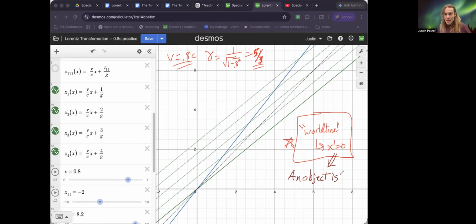An object is never moving relative to itself. Let that sink in. You can pause the video. That is huge. This is like relativity 101. This is like the basis of it. A world line, an object is never moving relative to itself. So this is where the object is.